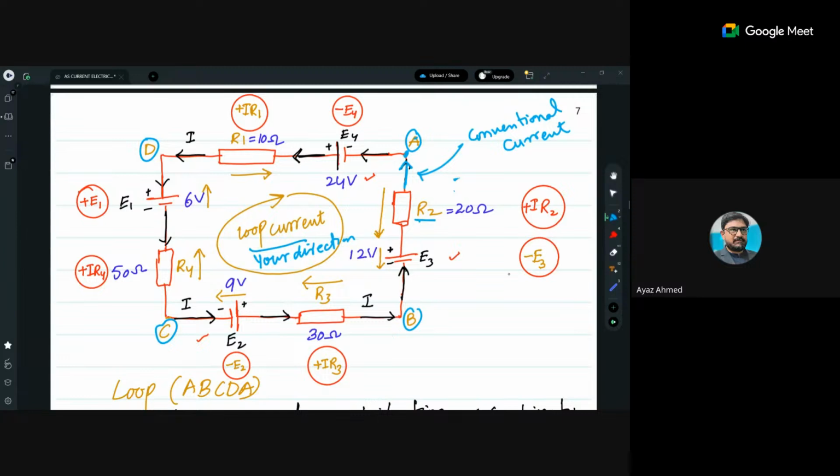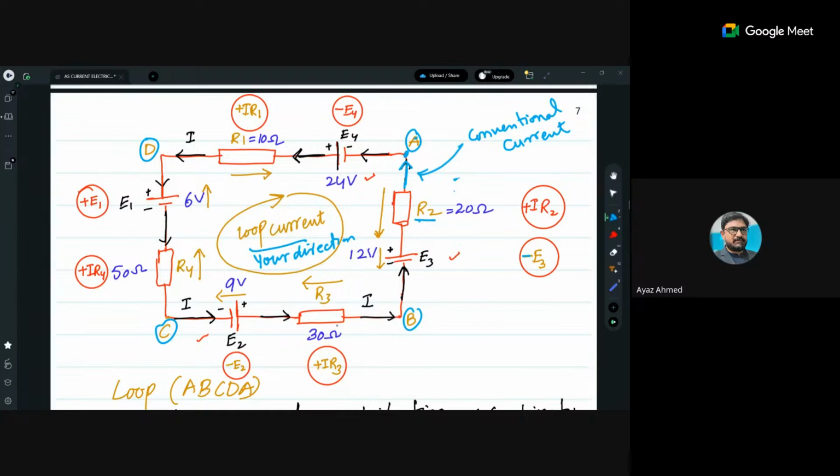Now I'm leaving the negative terminal of E3. Just see, the golden arrow is leaving the negative terminal, so E3 is taken as negative. Then I would reach B. From B to C, I have two components. One is a load and the second one is a source.